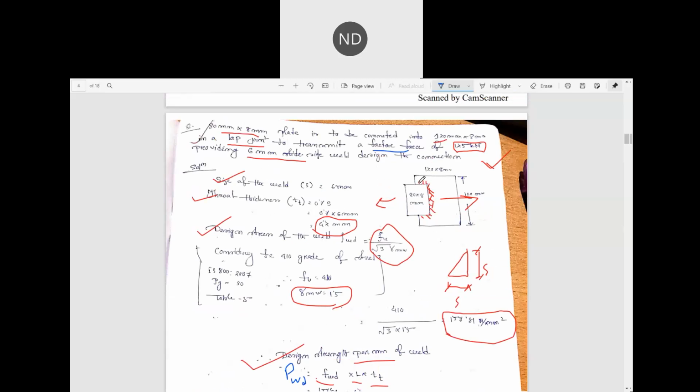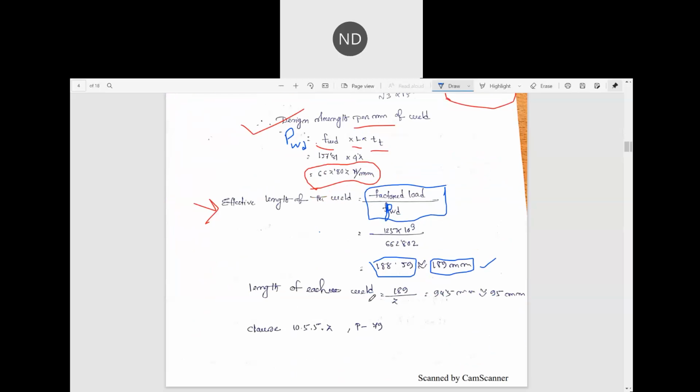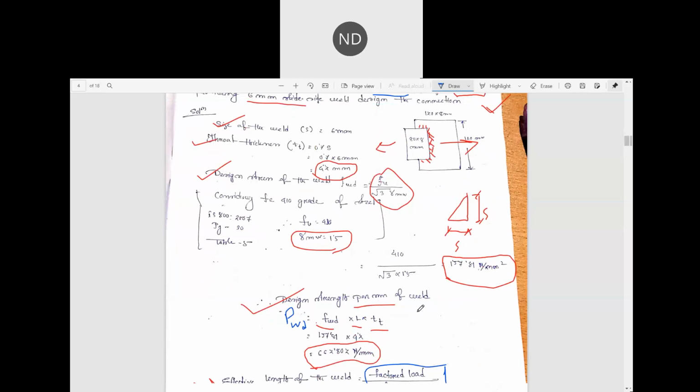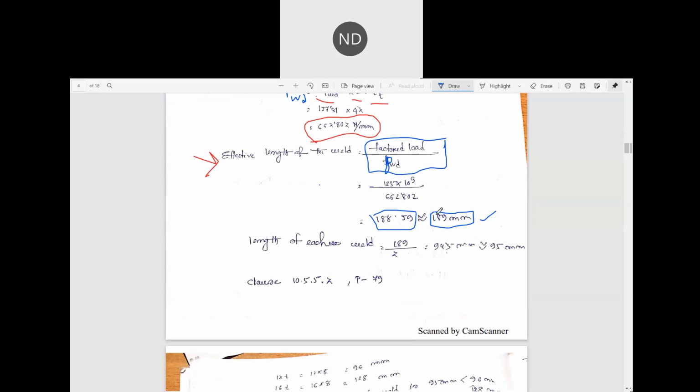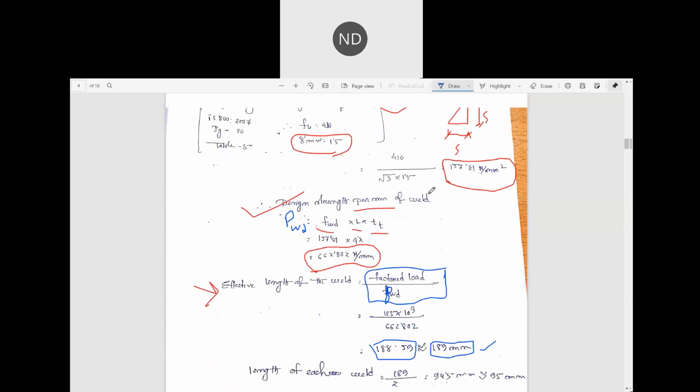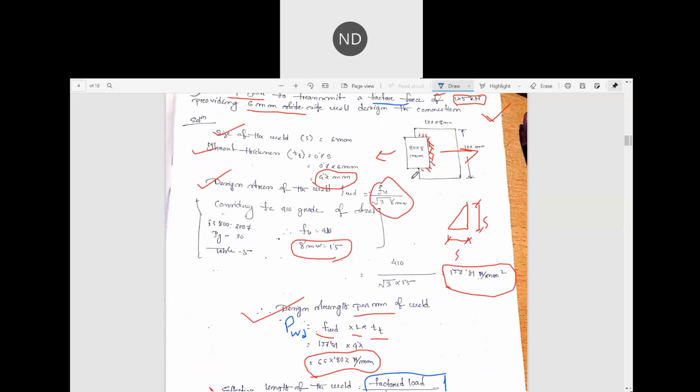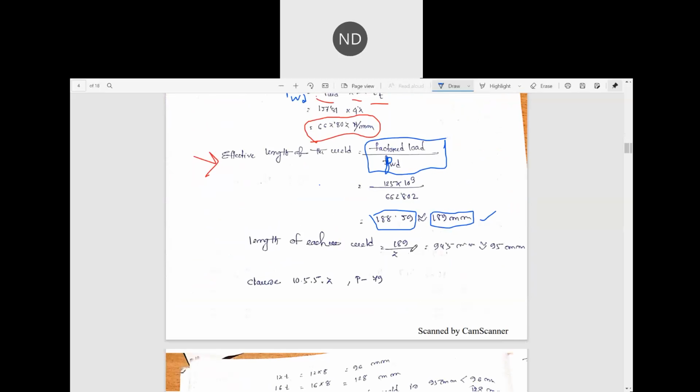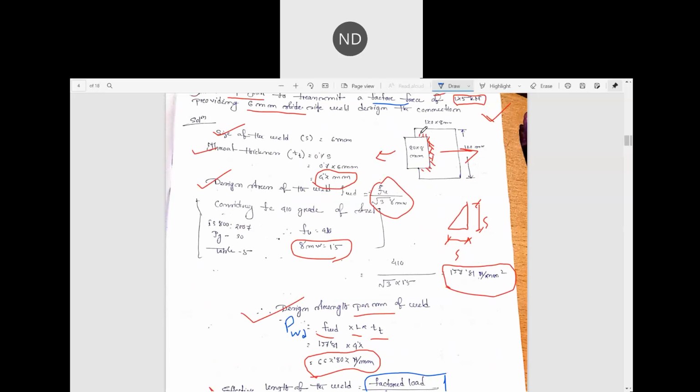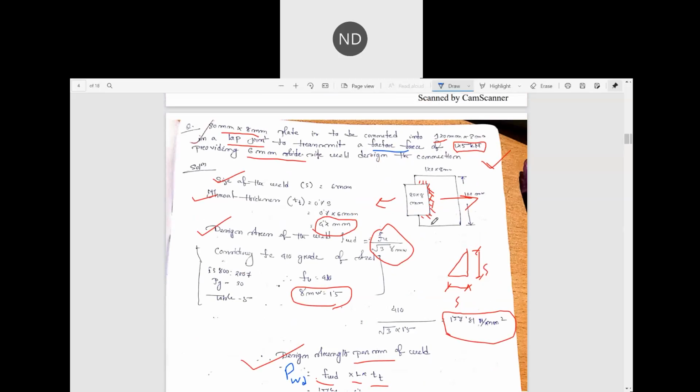Now, since you know the effective length, that means the entire length of the weld from here to here to here, you have to know this portion, how much is this length, how much is this length, so that you get the length of each weld. Now we are considering only this portion. The total length of the weld is 189 mm. So 189 divided by 2, since there are two, one connection on this side, is 94.5. So we have considered it to be 95 mm. Now that means the upper top side is 95, this is 95, this is 95.